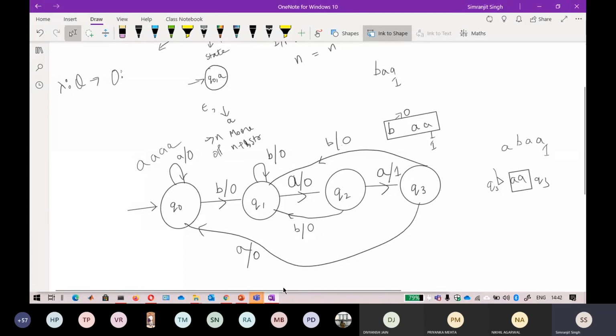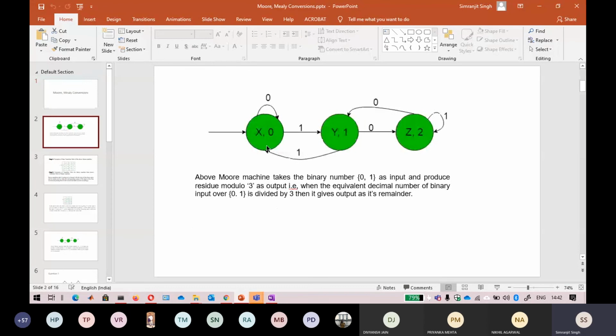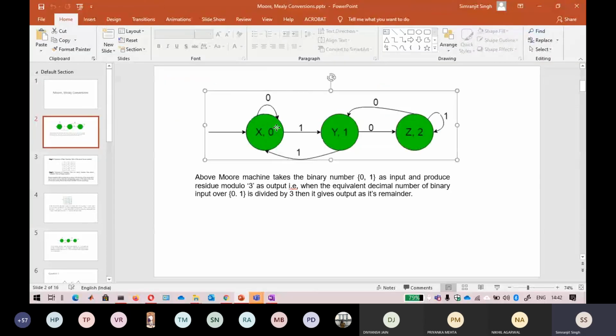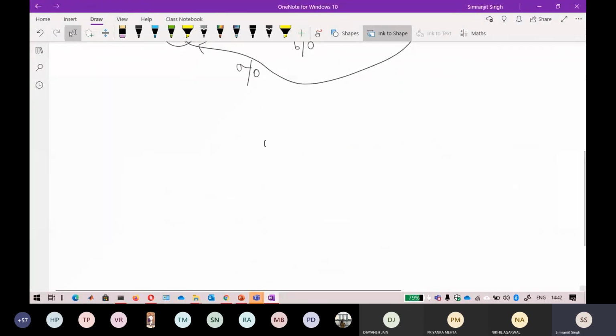That is very easy to do. Okay. So just let me show you the PPT. In this PPT, you will see like this. Okay. So I just take this example. So I will convert any Moore machine. Now the part where the conversion occurs will be now here.